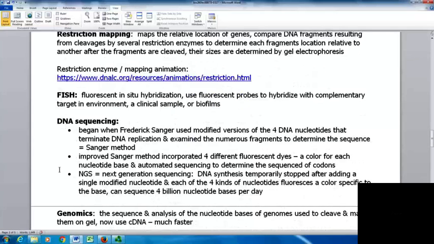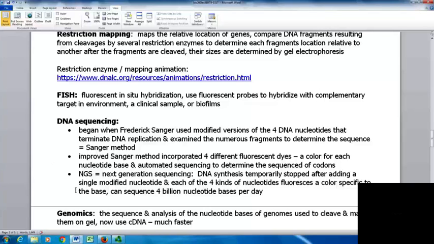DNA sequencing has changed over the years. It began when Frederick Sanger used a modified version of 4 different DNA nucleotides that would terminate DNA replication. And then he examined the numerous fragments to determine the sequence. This was called the Sanger method. Before long, this was improved. And what they did was they started incorporating 4 different fluorescent dyes, a color for each nucleotide base, and then automated sequencing that would determine the sequence of the codons.